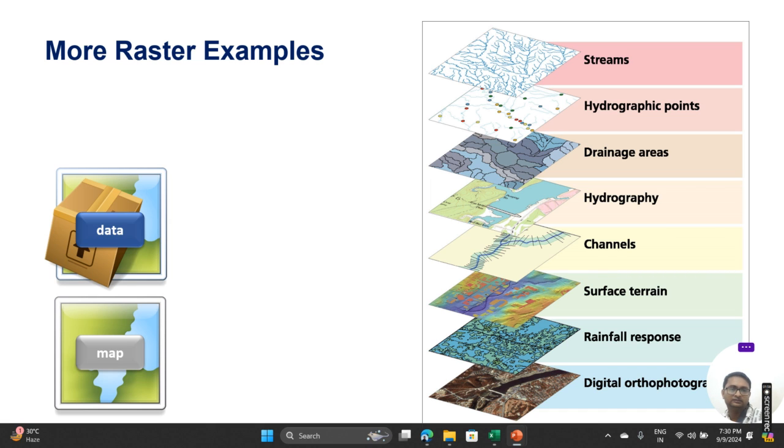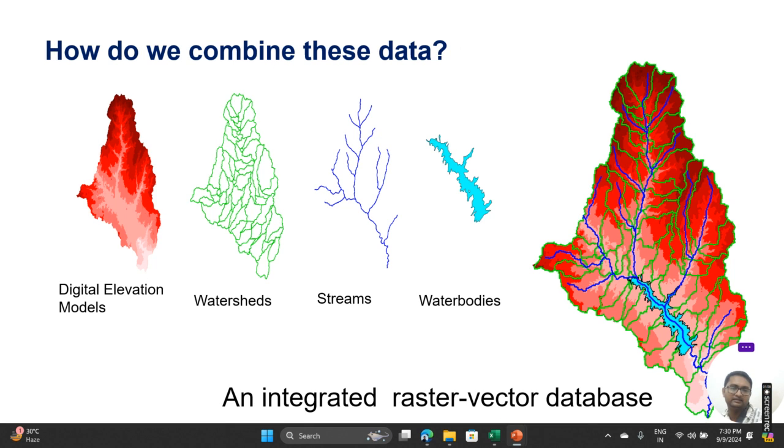The first three: streams, hydrography, drainage channels, maybe. Exactly. Those hydrography layers look like polygons as well. Apart from that, surface terrain and rainfall response look similar to raster data sets, like a digital elevation model. So this is the differentiation, and we have to combine all those data sets and make a decision out of it. This is the way we can integrate those different data.